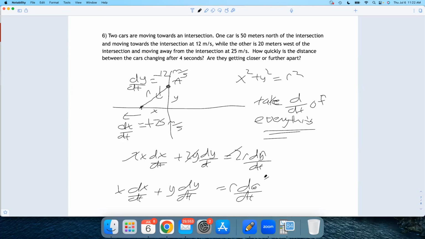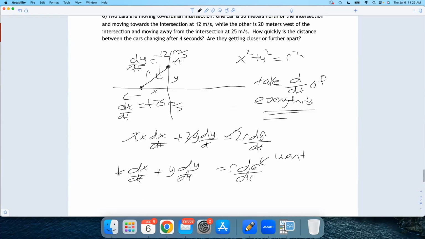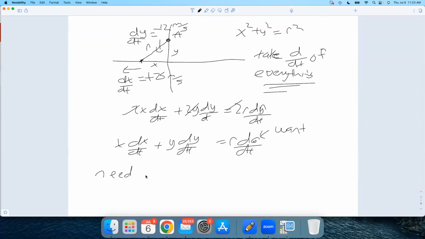Okay, this is who I'm after. I want that, but when do I want it? I want it at a particular moment in time. I want it after 4 seconds. So I'm going to have to figure out x and y at 4 seconds. I'm going to have to do a little bit of math here to figure this out. So I need x at 4 seconds and y at 4 seconds. And I'm going to need r at 4 seconds.